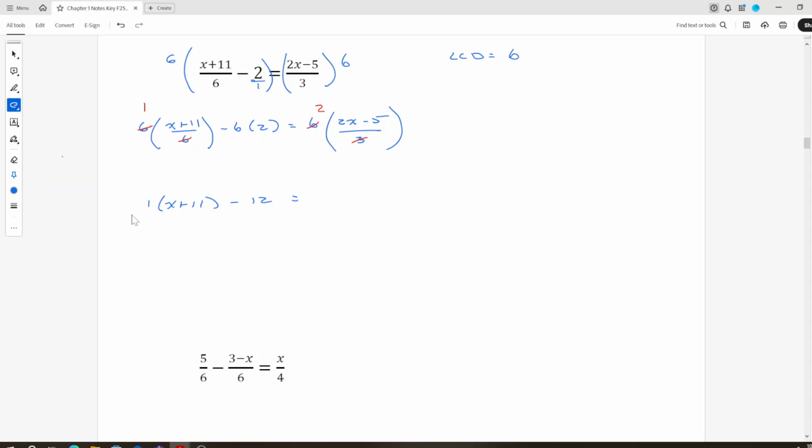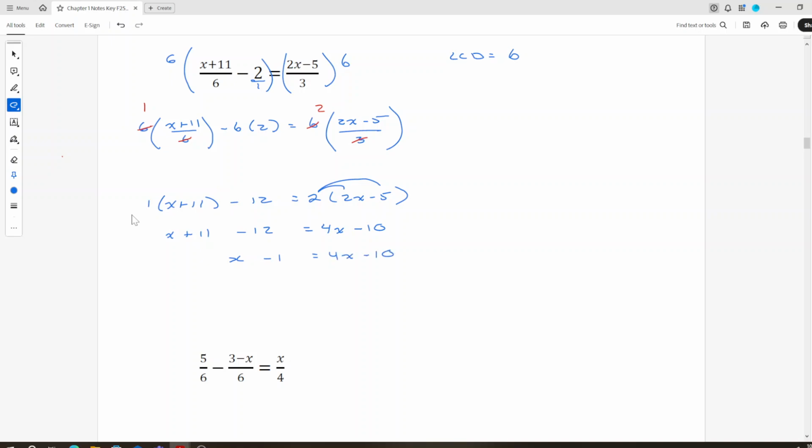I'm just going to do it. And then 2 times 2x minus 5. Now I'm going to distribute, so I end up with 1 times x is 1x, 1 times 11 is 11, minus 12 is equal to 2 times 2x is 4x, 2 times negative 5 is negative 10. Now I have to make a decision. I mean, I could keep simplifying. Let's collect like terms. So I got x minus 1 is equal to 4x minus 10.